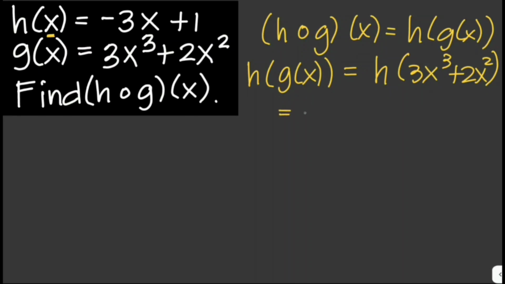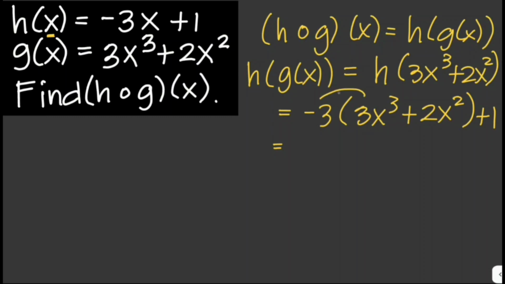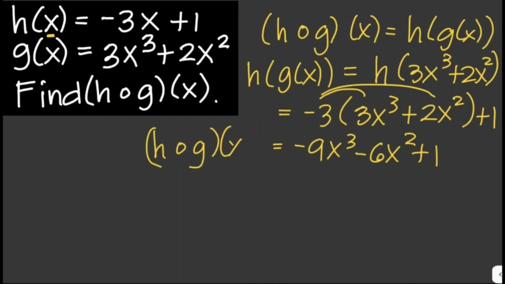So this is just equal to negative 3 times 3x cubed plus 2x squared plus 1. And then simplifying this by distributing negative 3 to the expression inside the parentheses. So that would be negative 3 times 3x cubed is negative 9x cubed. Then negative 3 times 2x squared is negative 6x squared plus 1. So this is our h of g of x.